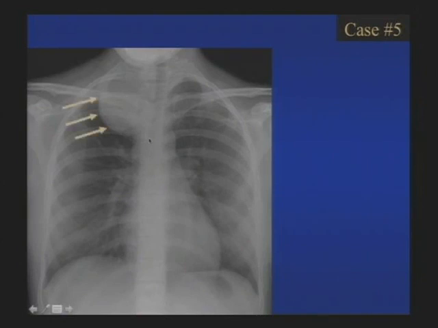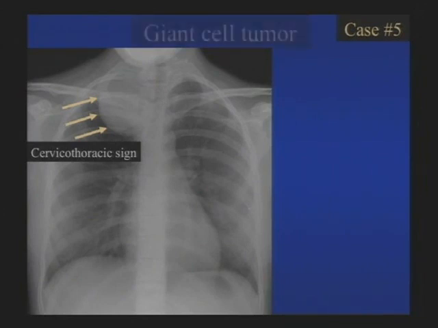Why is this a posterior mediastinal mass? What's the sign? Well, notice how the tumor is well defined at the level of the clavicle. If the tumor extends above the clavicle in the anterior mediastinum, it's in your neck, and you're not going to see a border there. This is called the cervicothoracic sign, and it's suggestive that this is a posterior mediastinal mass.